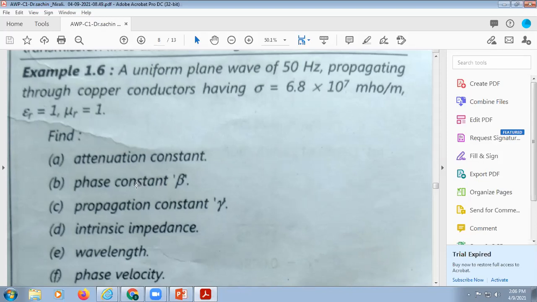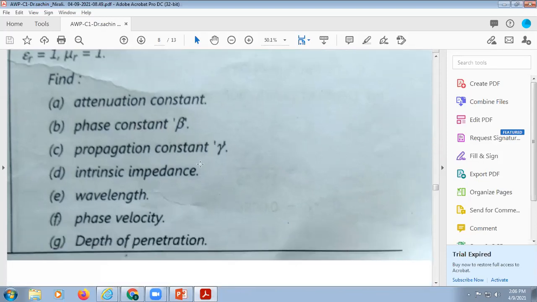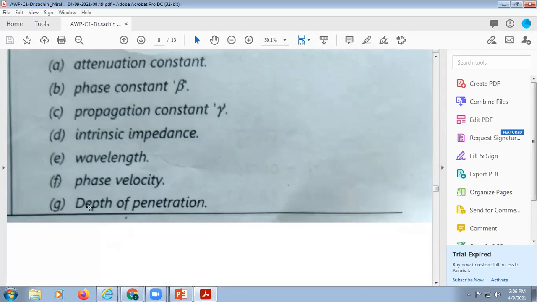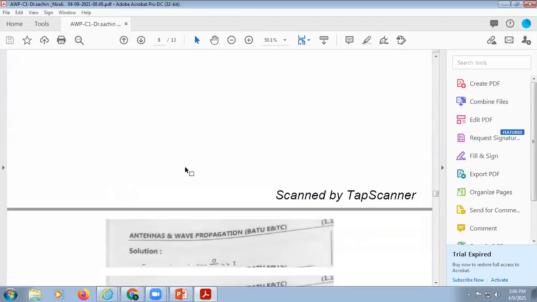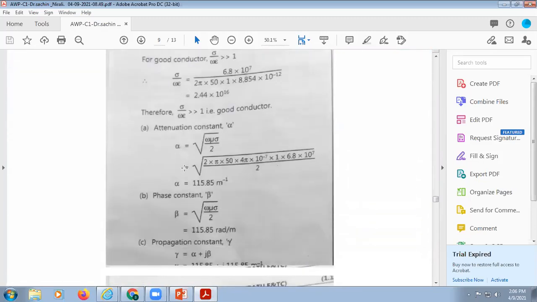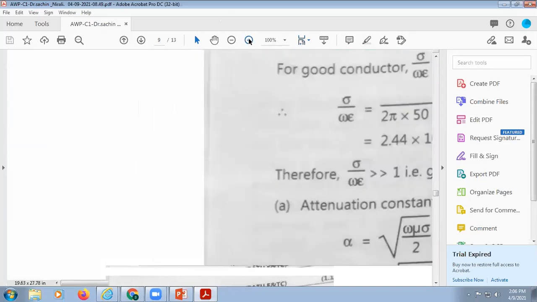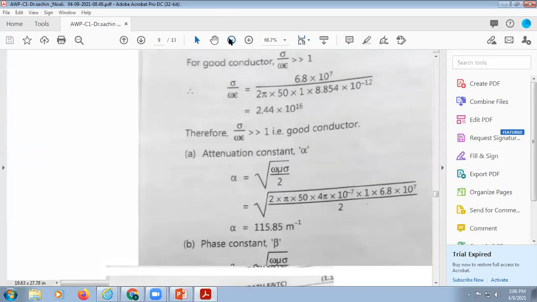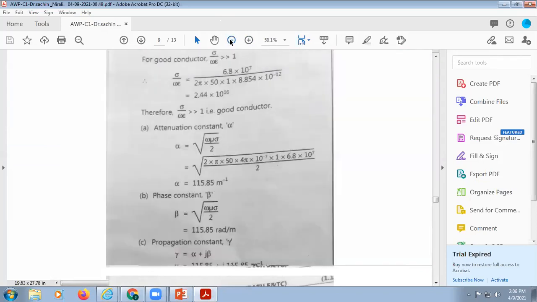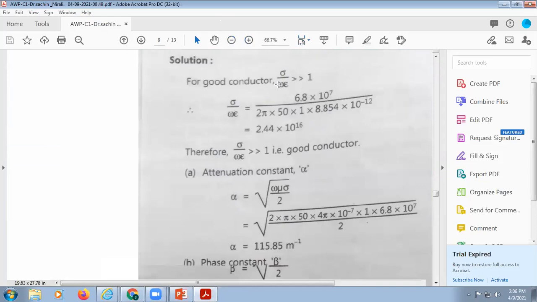So if plane wave is there, conductivity is given, mu 0, mu r is there, how you can calculate rest of the things. One more parameter is the depth of penetration. Depth of penetration you need to calculate here. So how we can start here? For the good conductor, there is a condition.